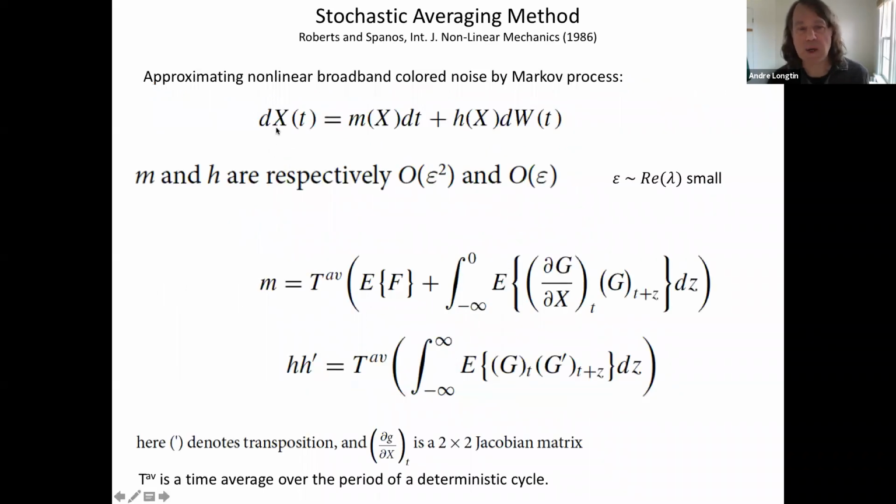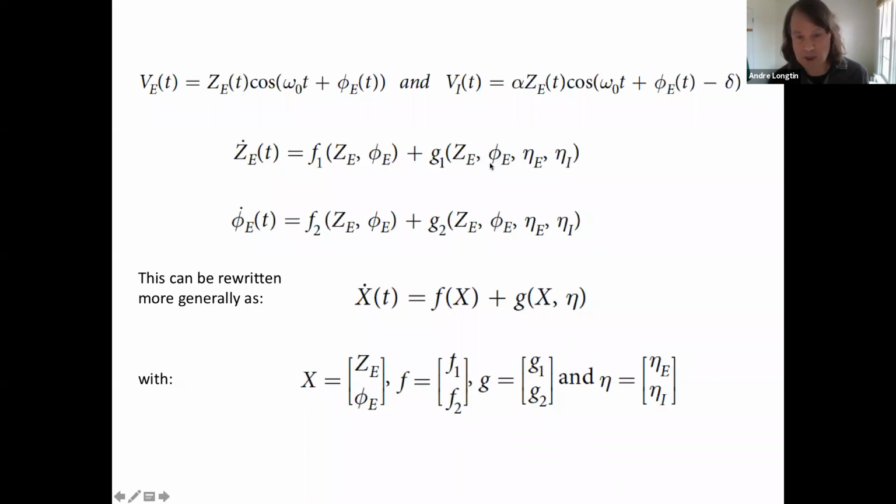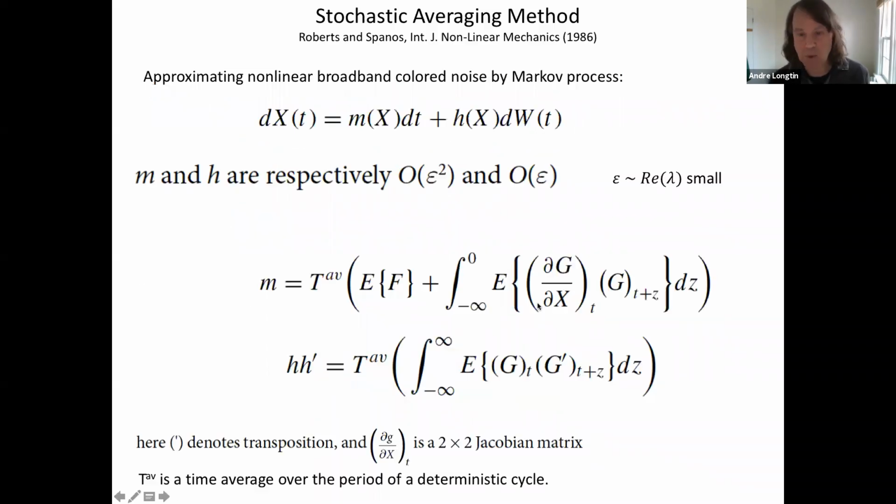So you can turn that equation. Notice the previous one just has F plus G. Now we're turning it into M plus H. This is a deterministic drift, and this is a diffusion. And this is a Markov process, just Brownian motion. These terms are of order epsilon squared and epsilon, and you can think of epsilon as being the real part of lambda. So it's small, and you're in the underdamped regime. There's quite a lengthy calculation to get here. Not that bad, but a few pages of algebra to get to these coefficients.